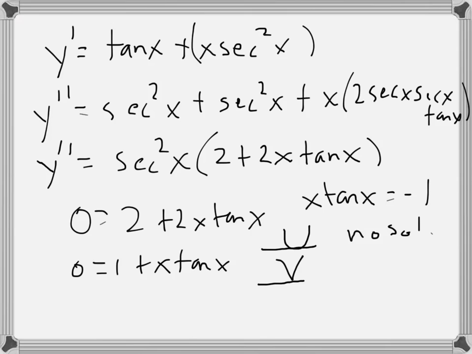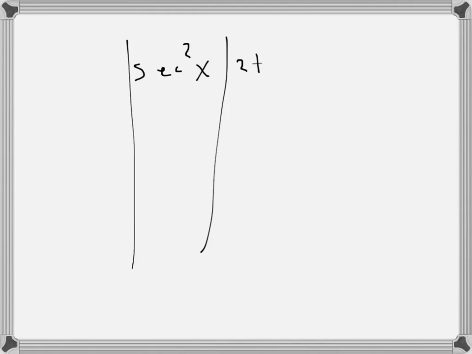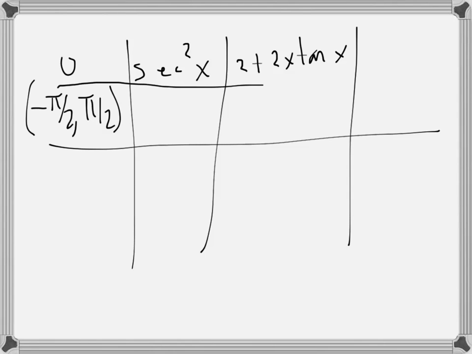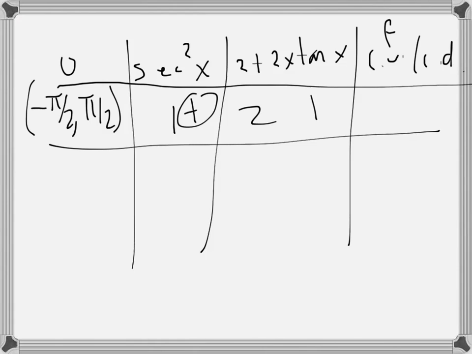So our second derivative has two factors here. So let me write them on the next slide. So it was secant squared x, and then 2 plus 2x tan x. And so let's just check the concavity at 0. So we're looking at this interval, so let's use the test interval 0. This will tell me if f is concave up or concave down. So if I plug in 0, I get 1 and then 2. So that's positive, so it's positive, so it's concave up.